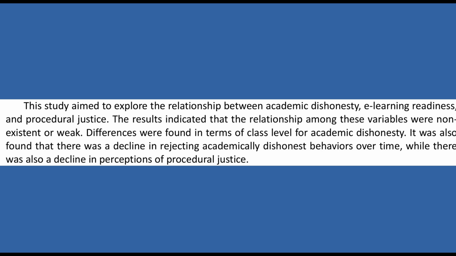Again, this is different from the discussion section where you're laying out the literature, your opinion, and your findings, mixing those together to try to produce thoughts. Here, you're just trying to summarize it. So this study aimed, I'm reading right now, to explore the relationship between academic dishonesty, e-learning, and procedural justice. The results indicated that the relationship among these variables were non-existent or weak. That's what I learned. Differences were found in terms of class level and academic dishonesty, blah, blah, blah. So I'm just rehashing the results here, nothing innovative.